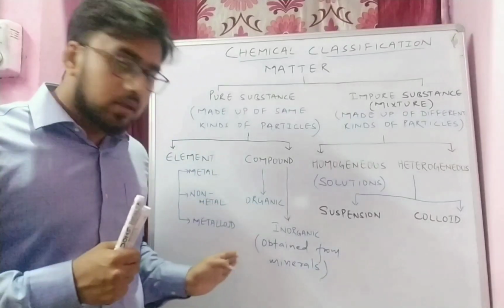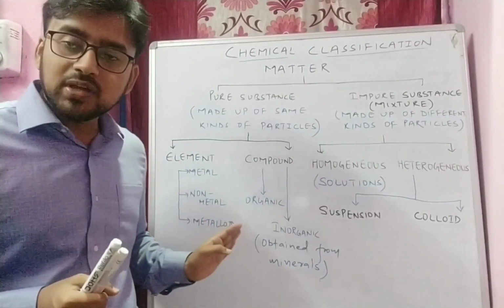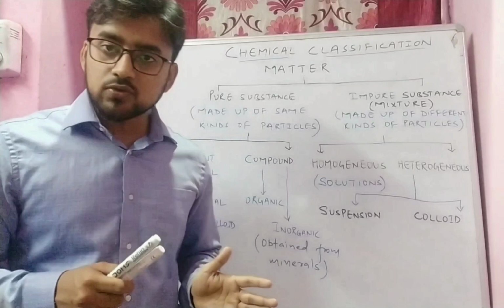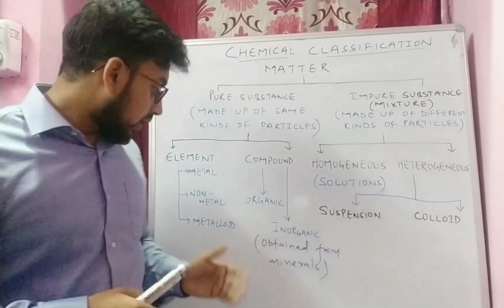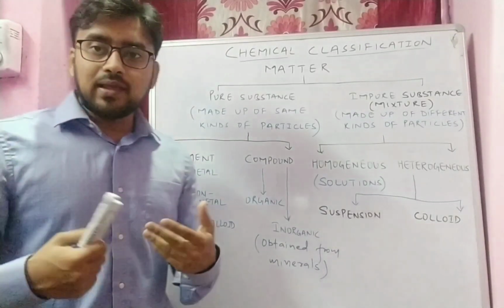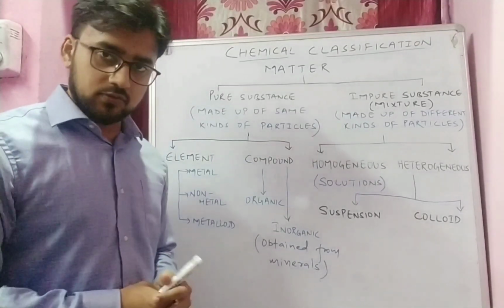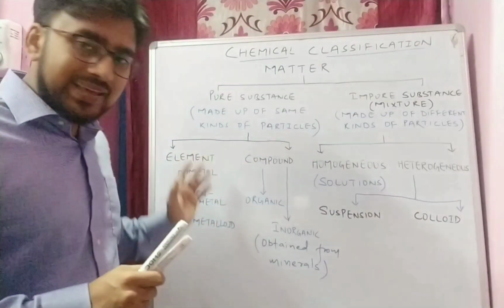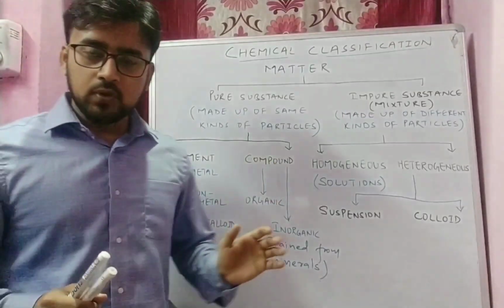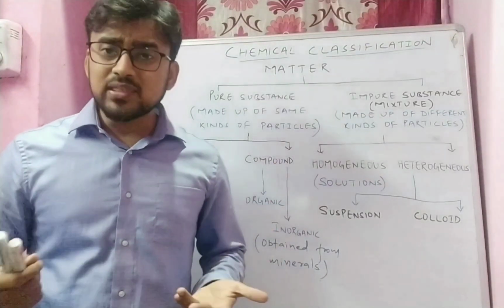What is a metalloid? A metalloid is an element which shows the characteristics of both metals and non-metals. Examples of metalloids are silicon, germanium, selenium, antimony, bismuth, etc. So this is all about elements. Let's talk about compounds. So what is a compound? How can you define a compound?